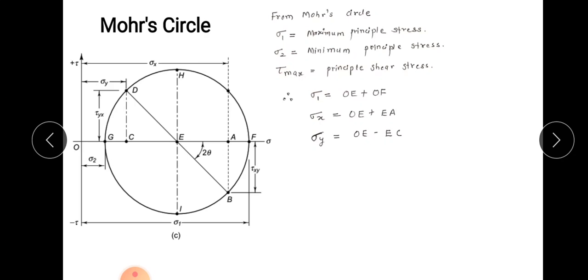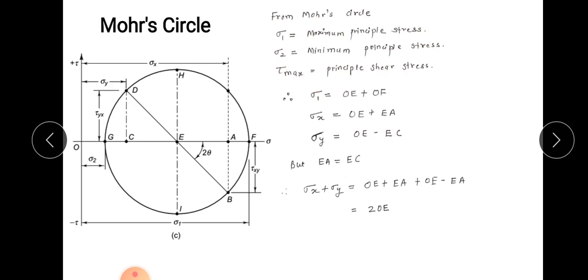Now from the geometry of this particular circle, sigma x, that is the normal stress in the x direction, is nothing but OE plus EA, right? And sigma y is nothing but OE minus EC. OE minus EC, you will get sigma y. Now what you can understand from this figure is that EA is equal to EC. So EA and EC, these two are equal, right? That is why, with the help of the intersection point E and taking DB as a diameter, I have drawn the circle. So EA is equal to EC.